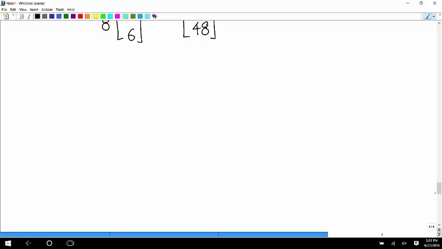Any other questions? Okay, there's one more calculation that we're going to do: calculating the magnitude of a vector.